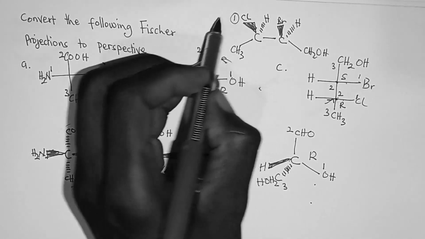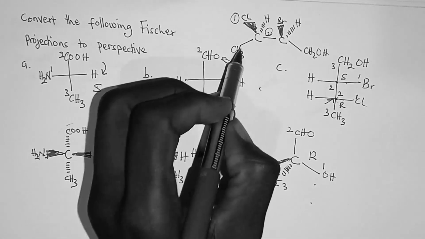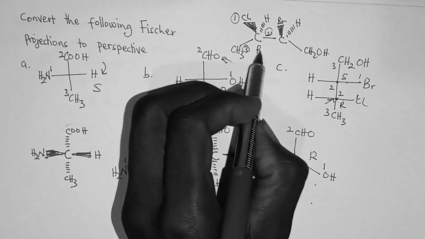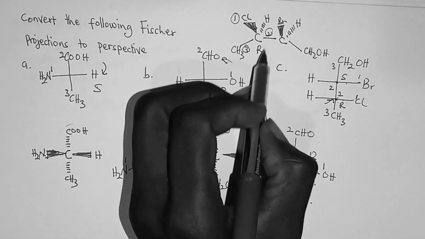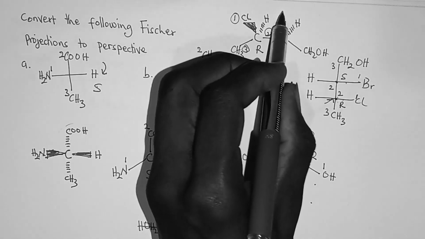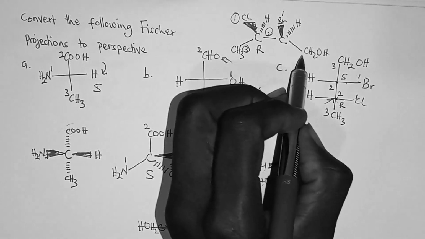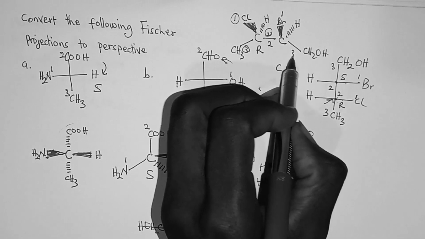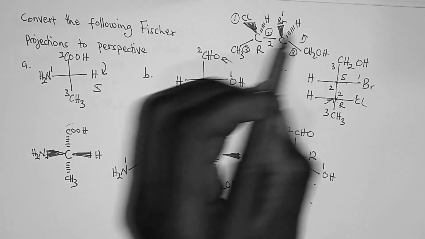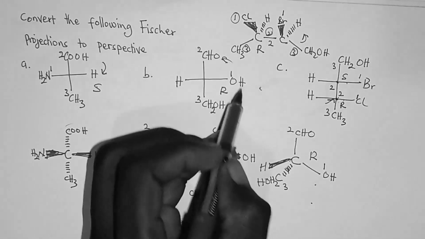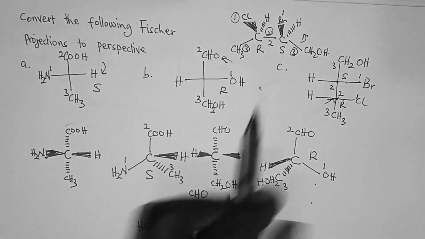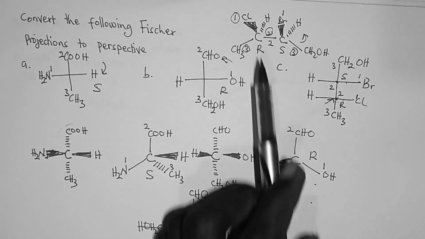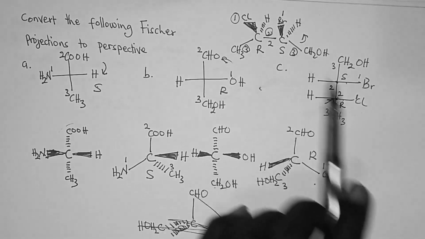This is 1, and then this is 2, and this is 3. The proton is pointing away from us, so this is an R. And then if we come here, the bromine is 1, and then this side is 2, and then this is 3. So anti-clockwise direction, the proton is pointing away from us, so this is an S, and that is exactly what we have here, an R and an S. So this is the perspective drawing of this molecule.